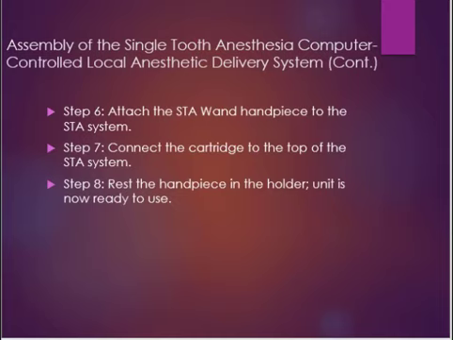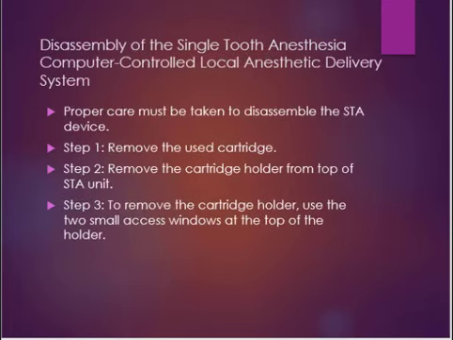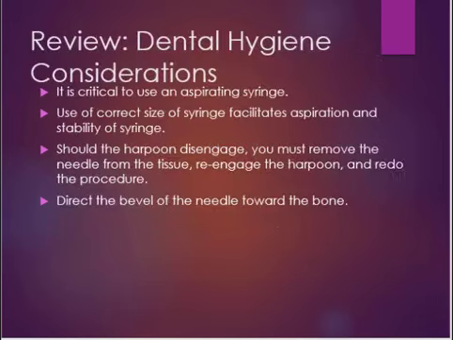Step 6 would be to attach the wand handpiece to the system, connect the cartridge at the top of the system, and then rest the handpiece in the holder, and then it's ready for you to use. To disassemble it, with proper care, remove the used cartridge and then remove the cartridge holder from the top of the unit. To remove the cartridge holder, you have to use the 2 small access windows at the top of the holder.